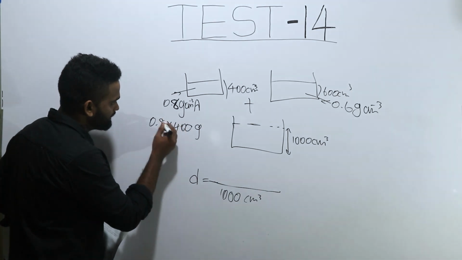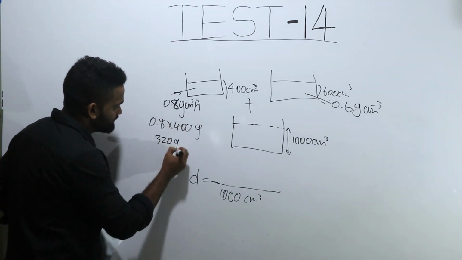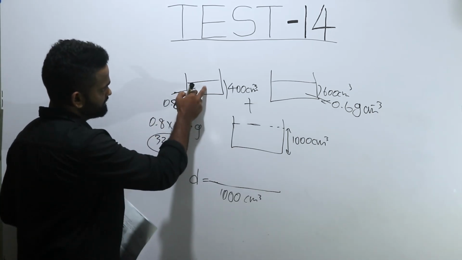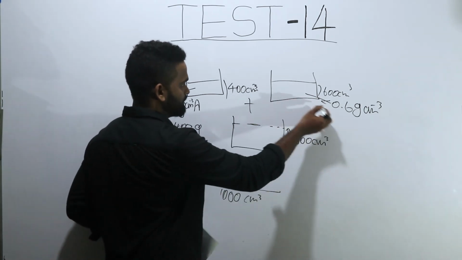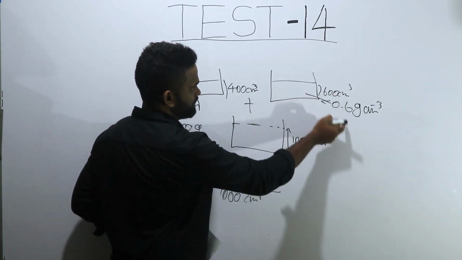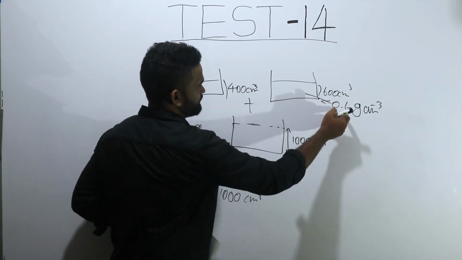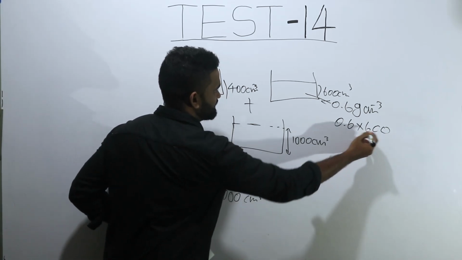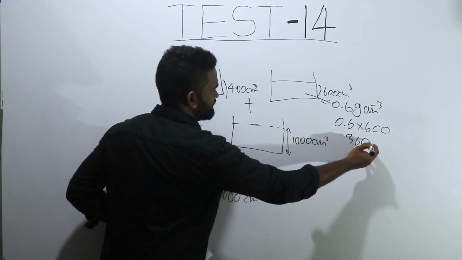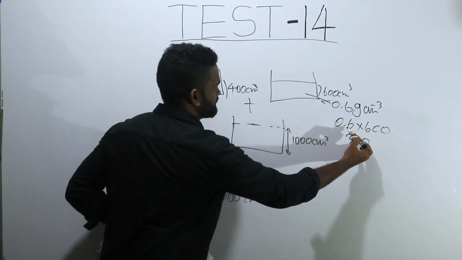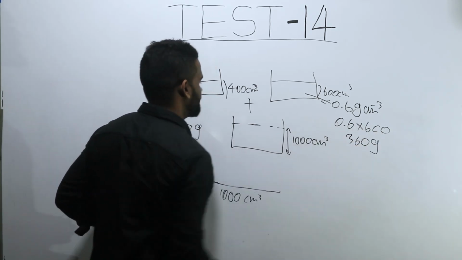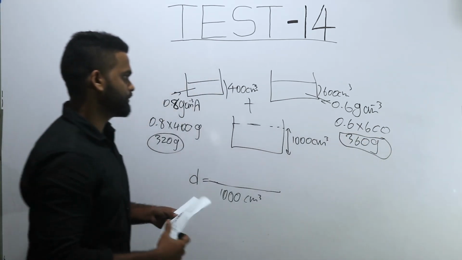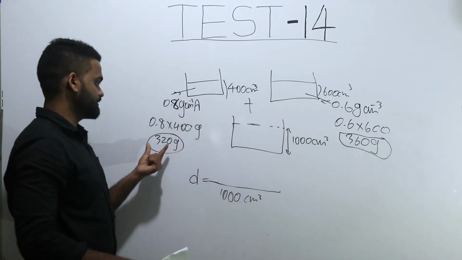So it is 8 times 40, which is 320 grams for this liquid. Then for this one, just multiply these two. Cubic centimeter cancels off. So 0.6 times 600. So 6 times 60, 360. Now we found the mass of each liquid. One is 360, other one 320.